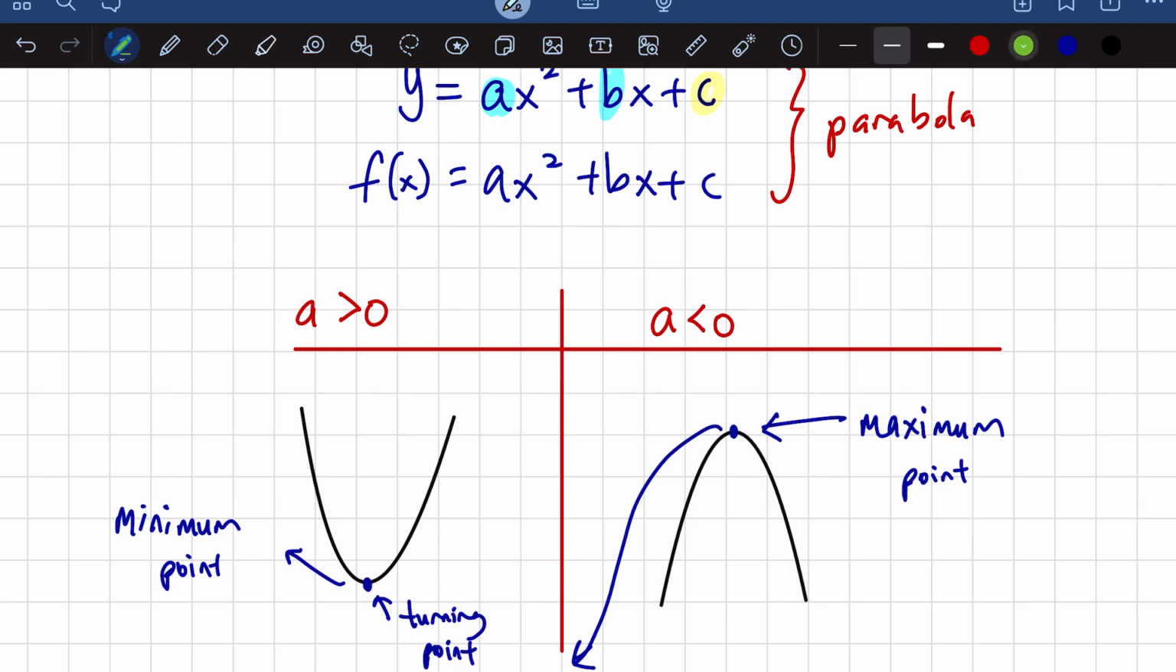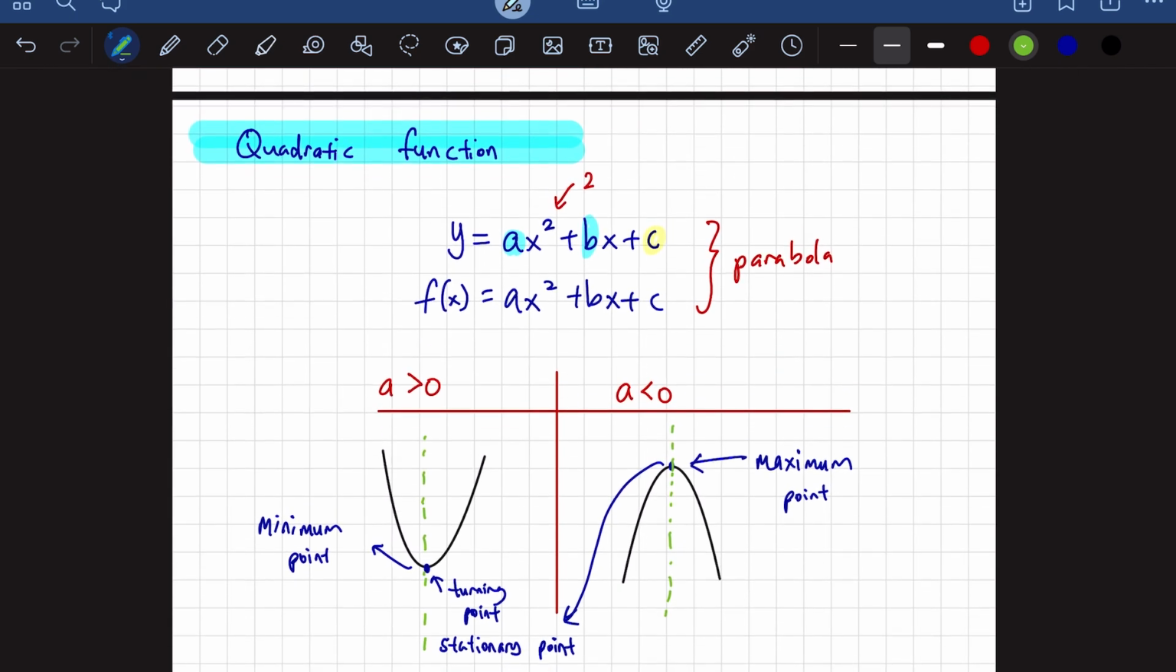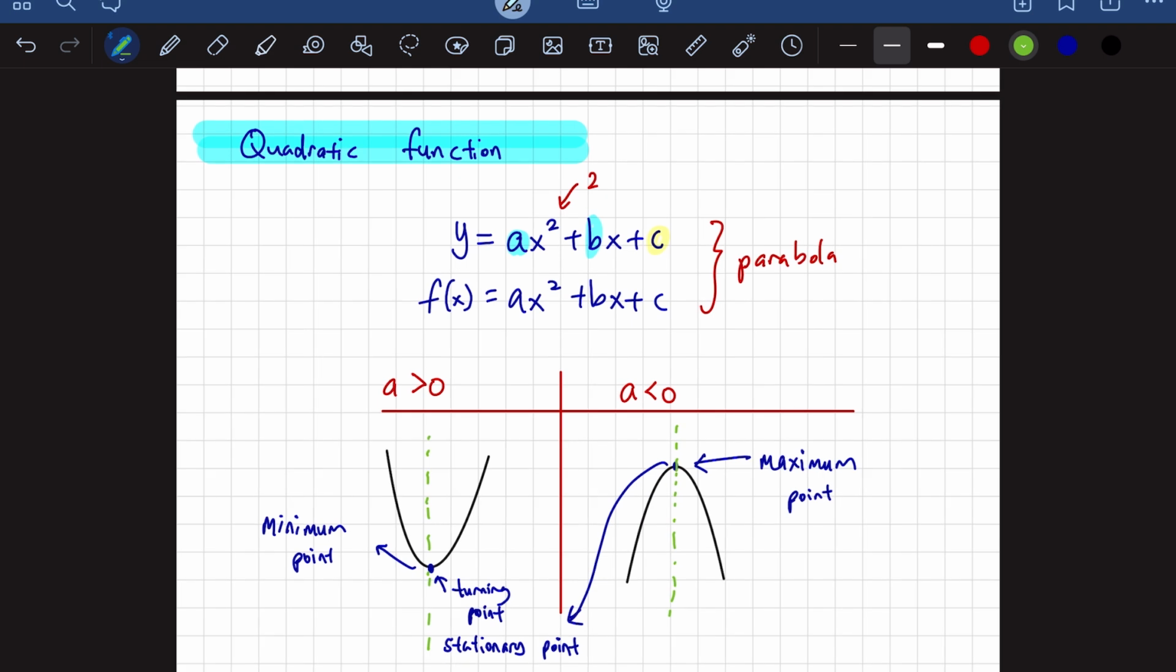Now, these turning points are also quite special because they also act as the line of symmetry that splits the parabola into two symmetrical sides. So I hope in this introduction you are clear with what a parabola is and that you understand the basic concept of a quadratic function.